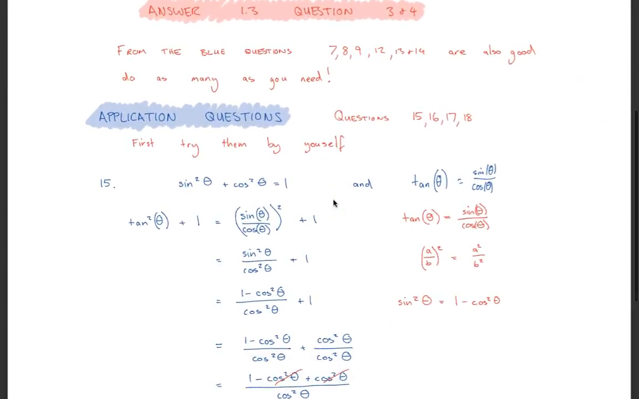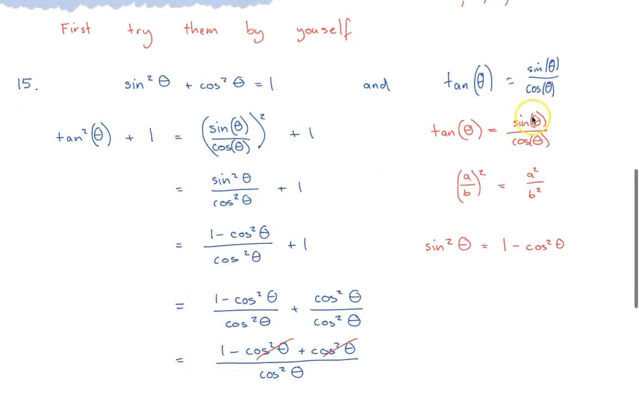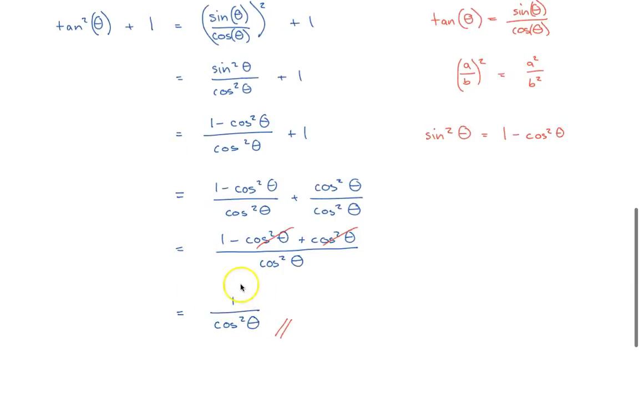So the first thing that I should note is that you can't actually do that unless you also use the other identity that tan of theta is equal to sine of theta over cosine of theta. So we're going to be showing that the left-hand side of the equation, which is tan squared of theta plus 1, equals the right-hand side of the equation, 1 over cos squared of theta.